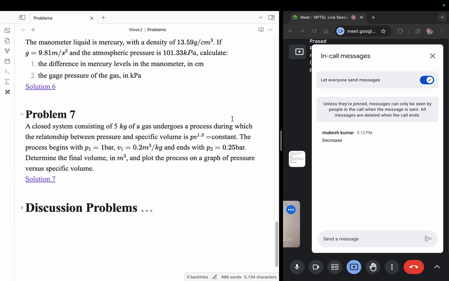Even before that, how do I calculate volume? The specific volume is volume divided by mass, so you can calculate volume by multiplying. Specific volume is meter cube per kg, so if you multiply this with mass, you'll be able to calculate the total volume. It is also mentioned that it is a closed system, which means the mass remains constant. So 5 kg mass is going to remain constant. So first you calculate V2 here. Once you calculate the specific volume at the final state, you multiply that with the mass, so you'll be able to calculate the final volume.